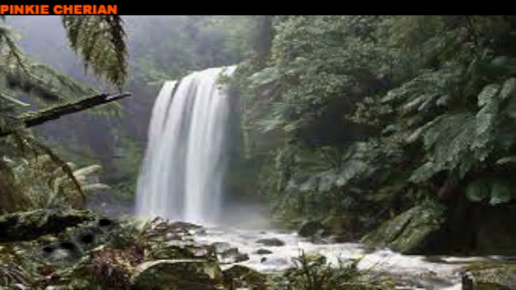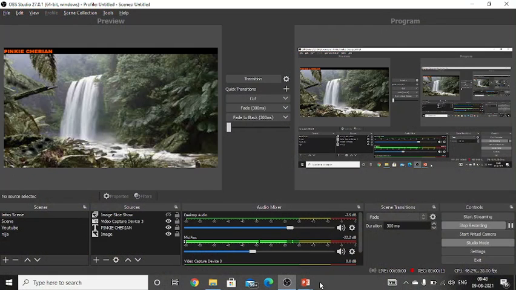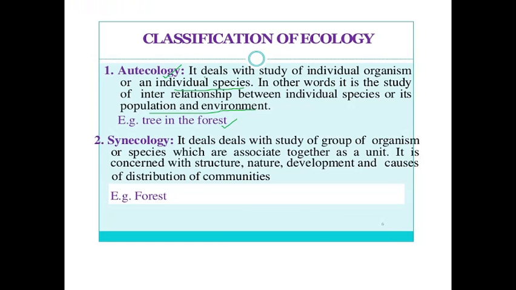Good morning, students. We are going to learn about this classification of ecology. Okay, there are two terms we have to learn. So, classification of ecology. Ecology you can classify into Autecology and Synecology.